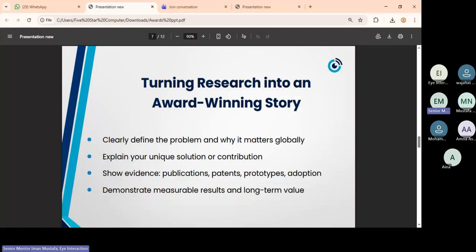Okay, so this is basically a life cycle of four steps. First of all, you have to define the problem. Then you have to propose a unique solution. The solution must be novel, not an existing one, right? And the third thing is you have to gather the evidences. And the fourth is the proven results. You have to show the long-term value of your research.